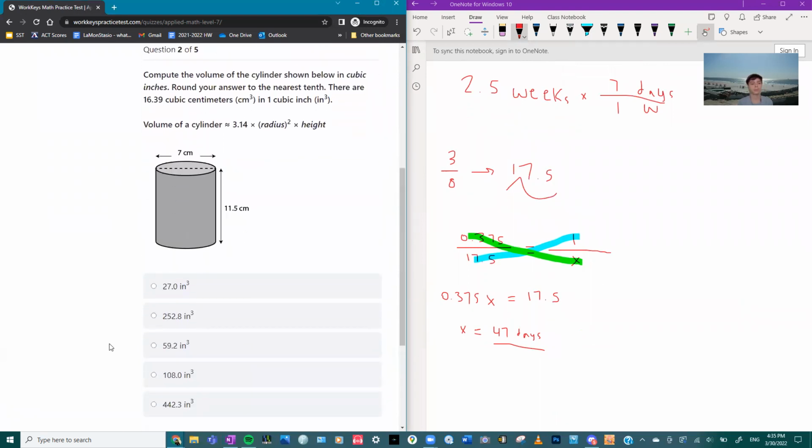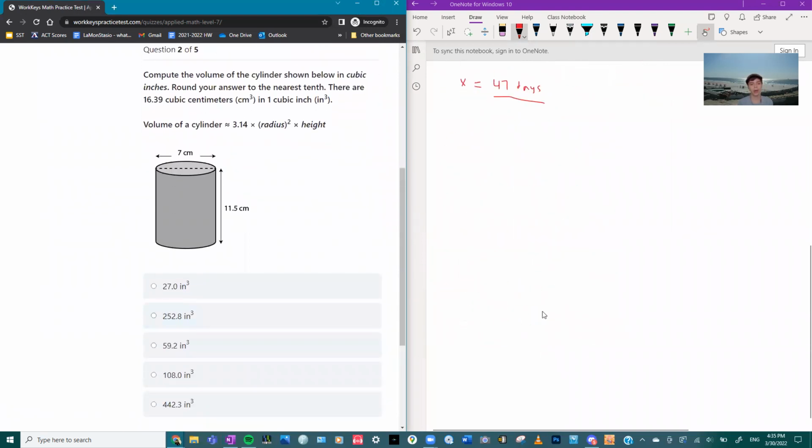All right. Now we have a problem, hang on, let me do this so I can write over here. Now we have a problem that says we're trying to find the volume of a cylinder in inches. So see, they italicize that for a reason. I'm not sure if it's actually like that on the WorkKeys test, but at least it is on this. So we need it to be in cubic inches. So the unit needs to be inches cubed.